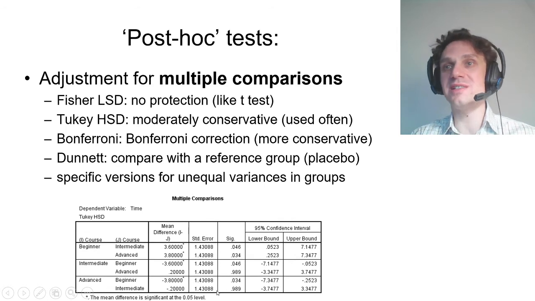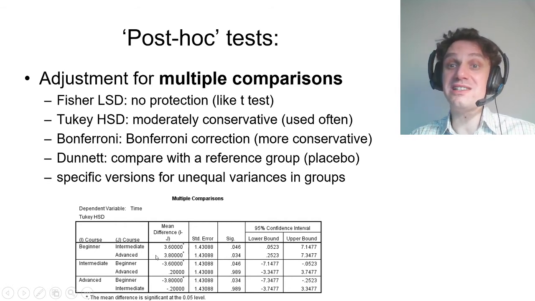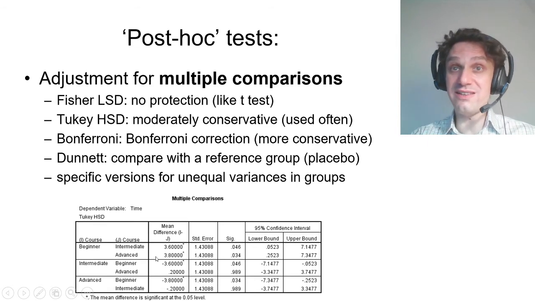So basically, all of these post hoc tests use the same approach. You have, for example, here 3 groups, beginner, intermediate, advanced, and each of these groups is compared to each of the other groups on your dependent variable, and you get a significance, and you get an estimate of the difference between the means, and you can calculate Cohen's d if you want.